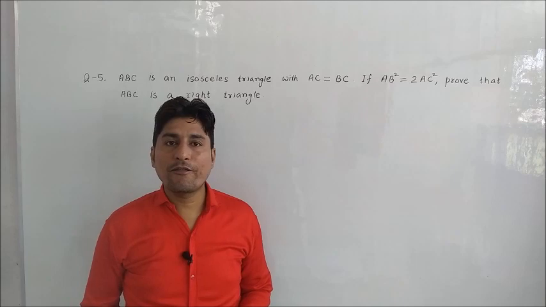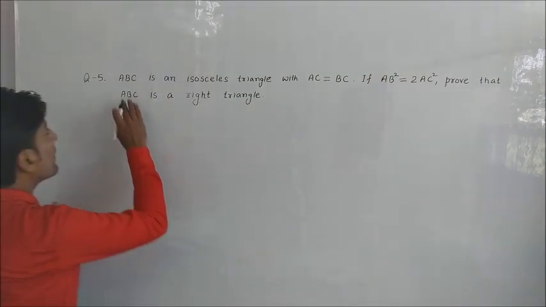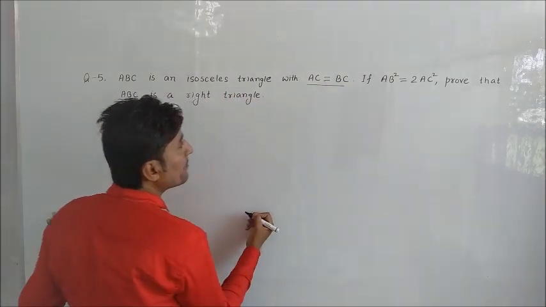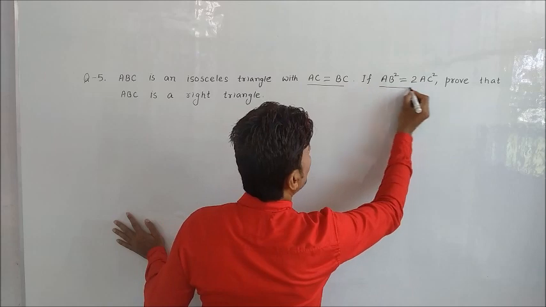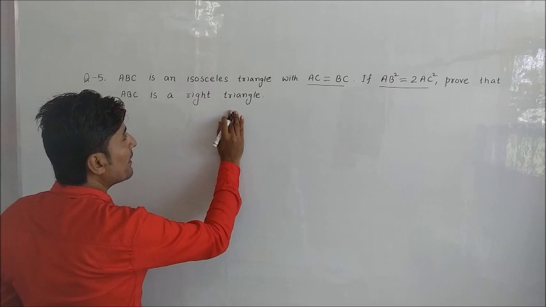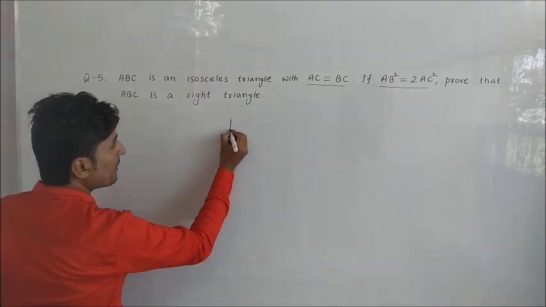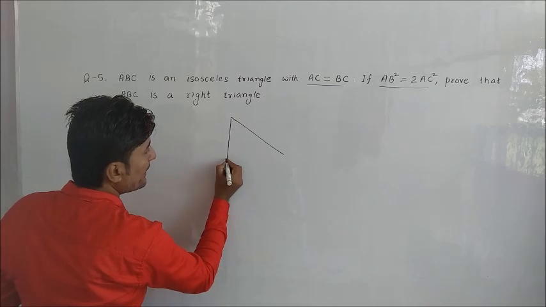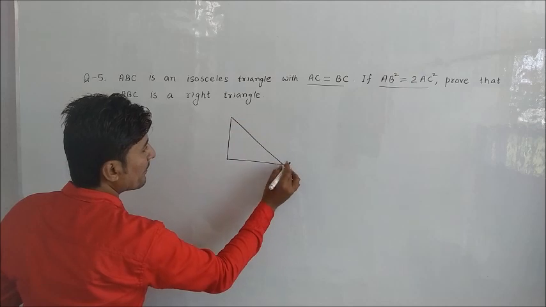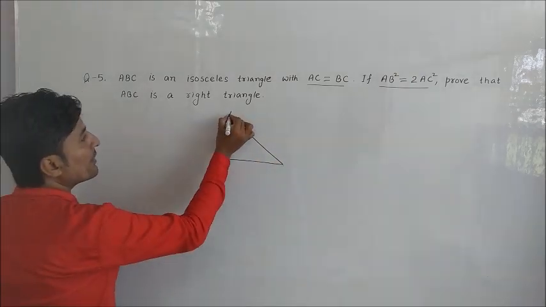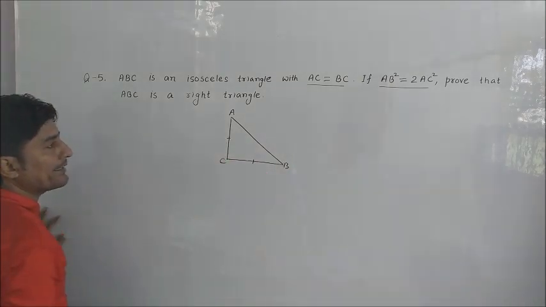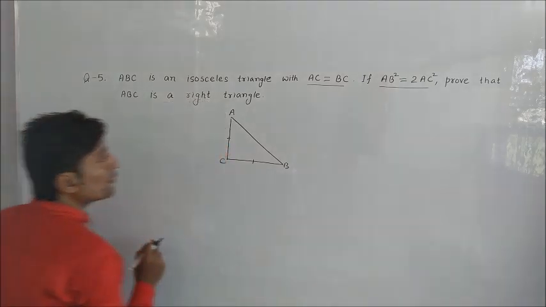Now let us see question number 5 of the same exercise. ABC is an isosceles triangle with AC equal to BC, and if AB square is equal to 2AC square, then prove that ABC is a right triangle. So first of all we will consider a triangle ABC in which AC is equal to BC. This AC and BC both are equal and AB square is equal to 2AC square.